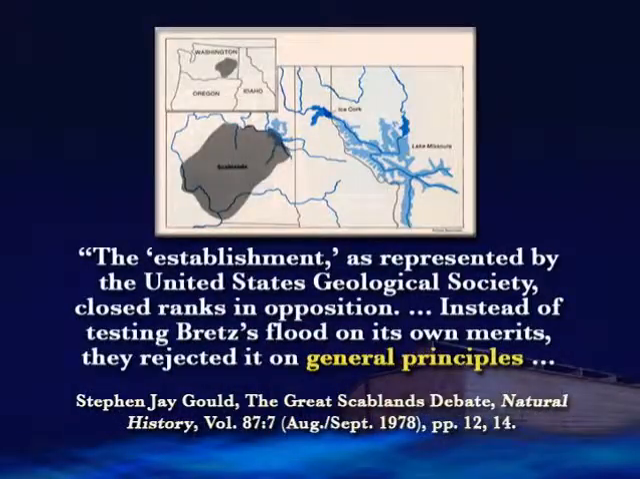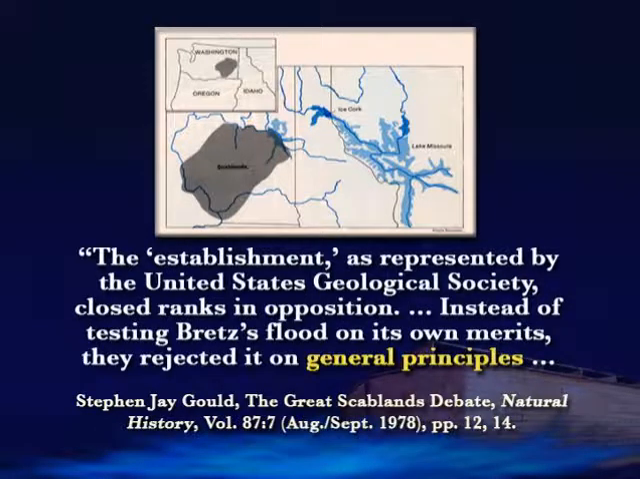The establishment, as represented by the United States Geological Society, closed ranks in opposition. Instead of testing Bretz's flood on its own merits, they rejected it on general principles. You see what's happening? They didn't go out and look at the rocks and see what Bretz was seeing. They just rejected his theory on general principles, uniformitarian assumptions.